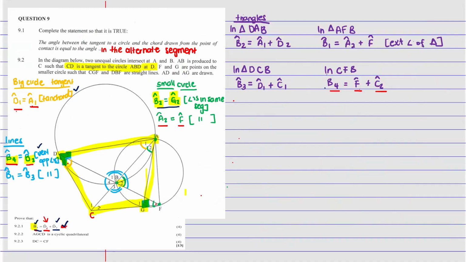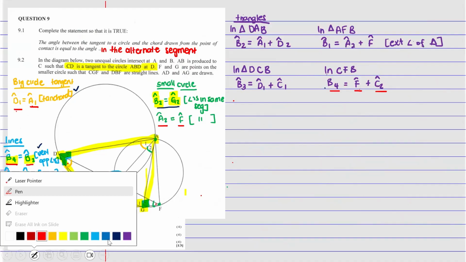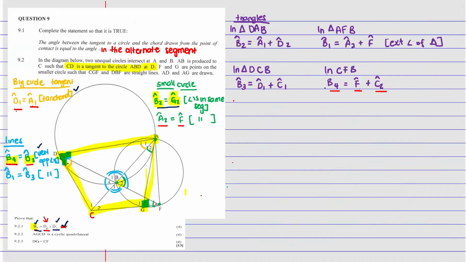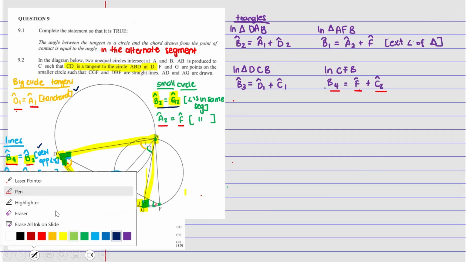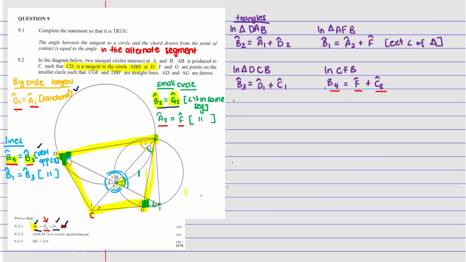Okay. So now we're moving to the last question, right? The last question says we need to prove that DC is equal to CF. So let's highlight DC with a different highlighter. DC is this one, right? Equal to CF, which is this one. So we need to prove that these two are equal. How can we prove that those two are equal?